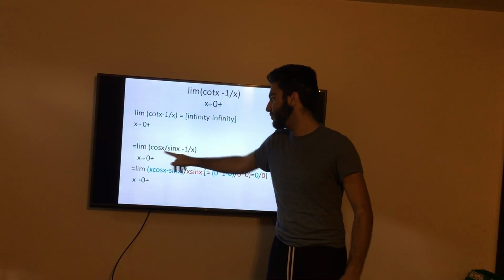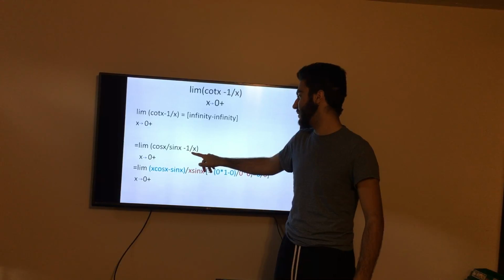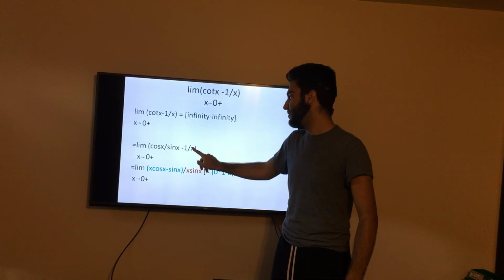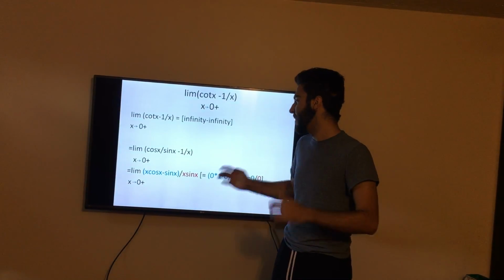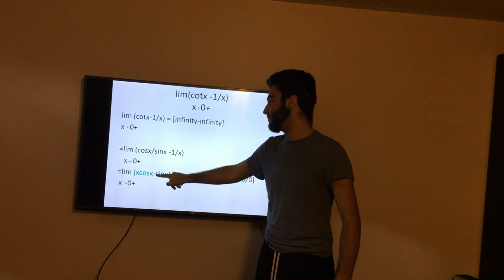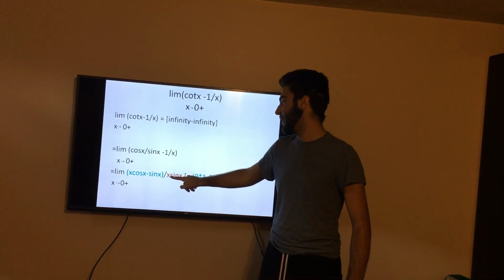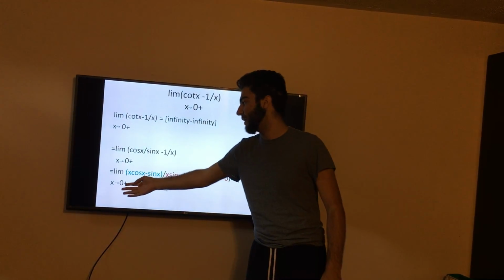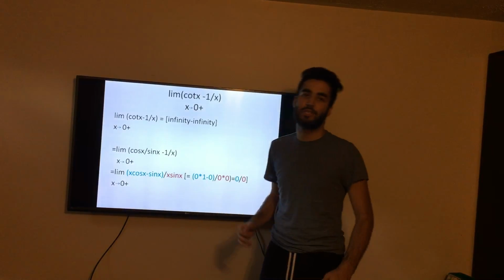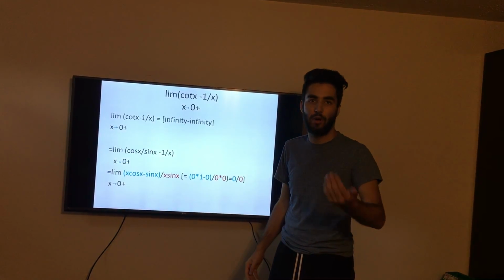What I did was I made the denominators the same. This denominator is x, and this denominator is sine x. So I just cross multiplied them, and I got cosine x minus sine x divided by x sine x. The blue is the numerator, the red is the denominator. So let's just sub in 0 as x again to see if this is in the indeterminate form, and you can use the L'Hopital rule.